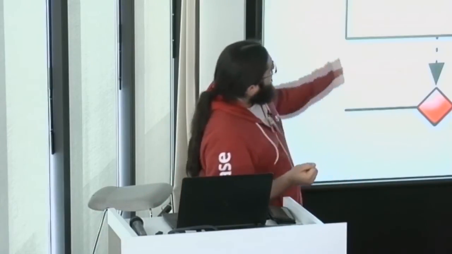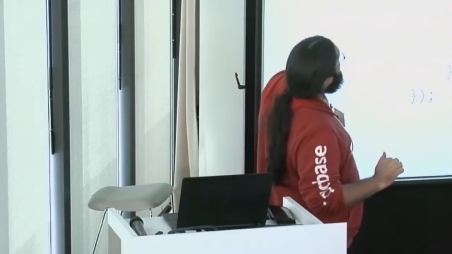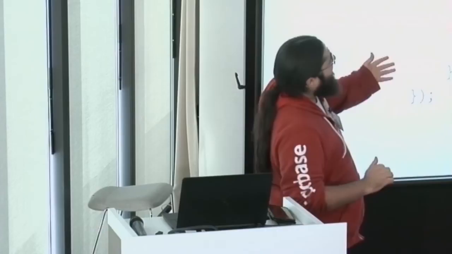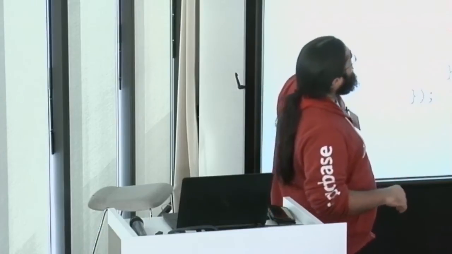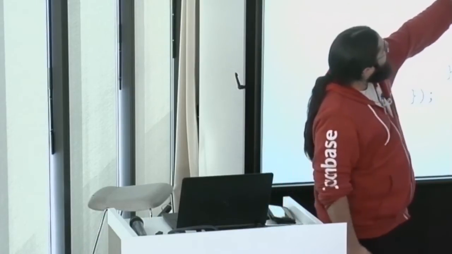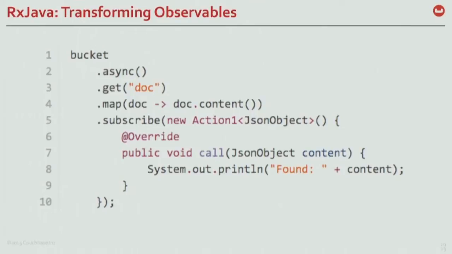So I call map, and map is a function that takes the document as argument and returns the content, the JSON string. And that's exactly what it does, and that's exactly what you see here. Give me a document. I don't care about the document, actually I'm more interested in the content. So that's the map here. Again, if you don't call subscribe, nothing happens.